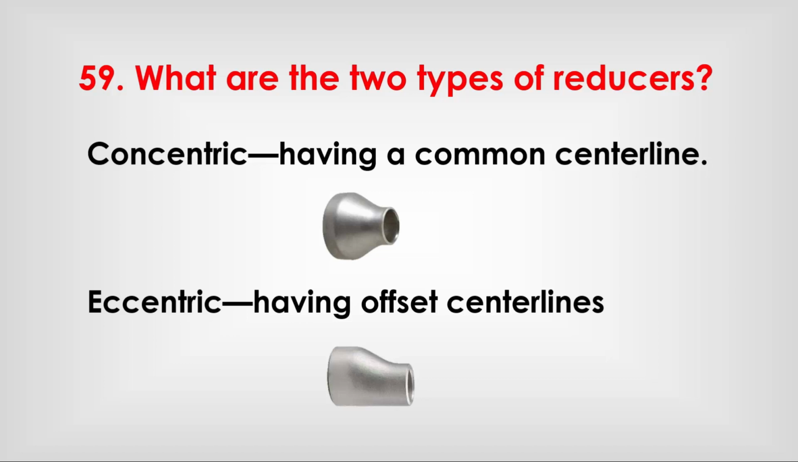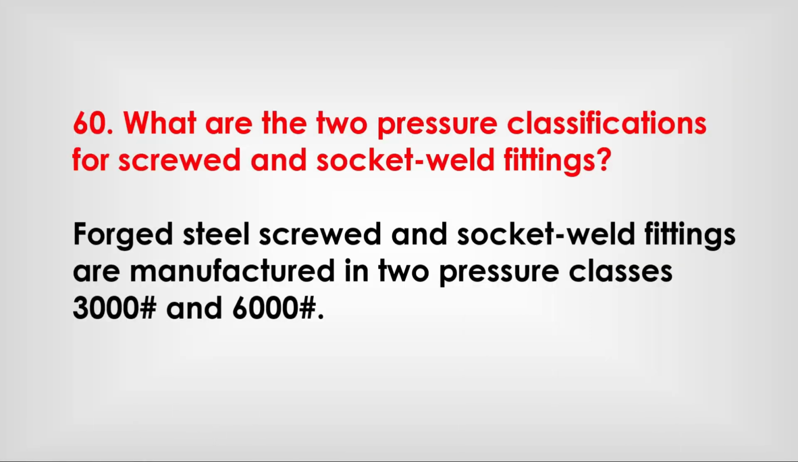What are the two types of reducers? Concentric, having a common center line. Eccentric, having offset center line. What are the two pressure classifications for screw and socket weld fittings? Forged steel screw and socket weld fittings are manufactured in two pressure classes, 3000 and 6000.